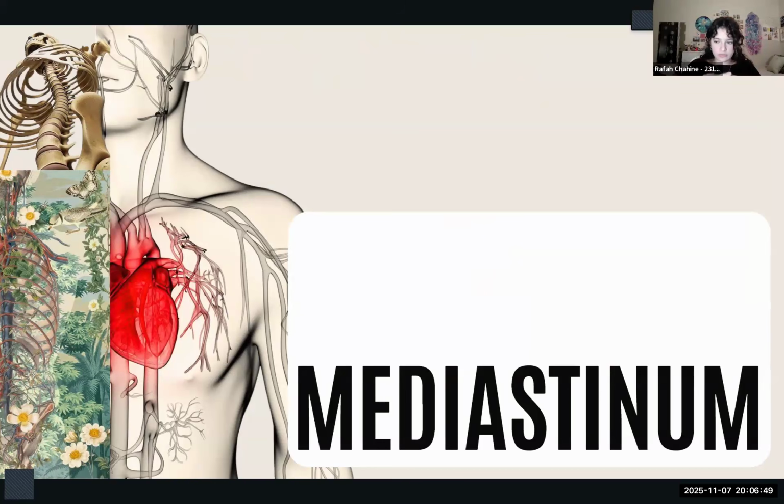Sternum. Sternal angle. Let's do a little recap. Sternal angle is at the level of which vertebrae? T4-T5. I told you it marks three different things. Tell me the two things that it marks at T4 and T5, and what does it have to do with the mediastinum?